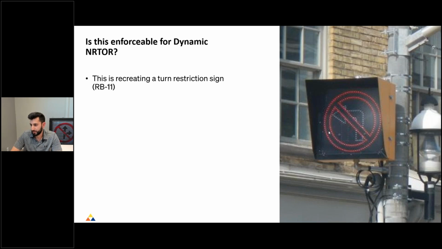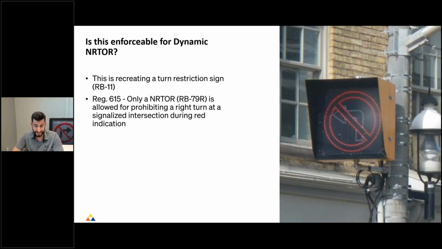This is reconstructing a turn restriction sign. So first of all, it's not the correct sign type. It's not the RB79R that it's replicating. It's the RB11, and it's not the right color. It's red with a white arrow, which should be red with a black arrow, and it should be fully colored in.